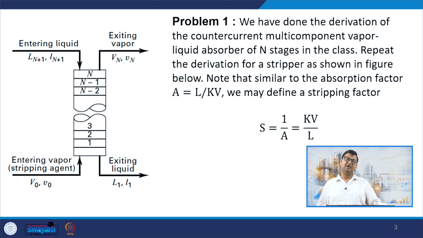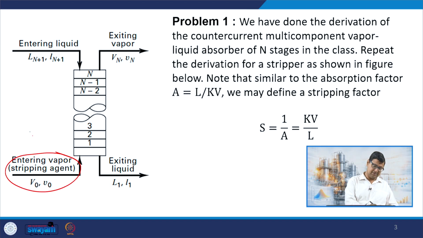So let us begin with the example that we left in the previous class. We have done the derivation for the absorber, but we can do a similar derivation for the stripper, so let us try to do it. We are considering a countercurrent cascade of a stripper. Just to remind you, in a stripper, the vapor is the MSA, my stripping agent, that is basically extracting things from a liquid mixture.